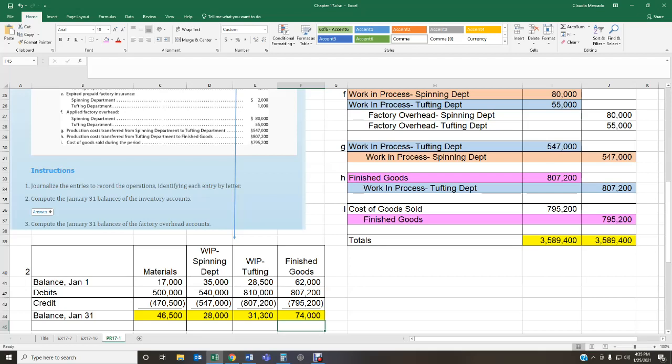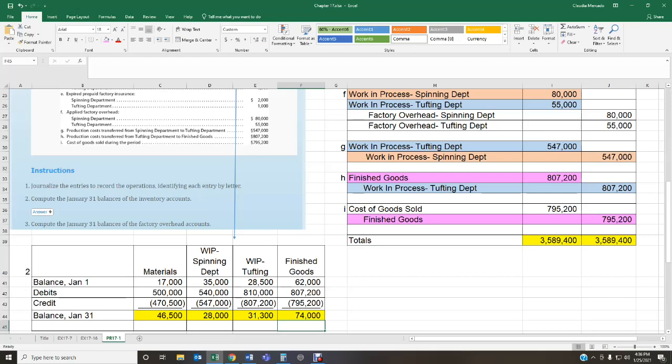Here you go. We've got materials, work in process spinning, work in process tufting, and our finished goods ending balances for each. Okay? So this lets you know what? We only have 46,500 of materials available. Maybe we need to order some more. Or this is what we have in our work in process spinning, 28,000 that's still sitting there that needs to be completed. We've got 31,300 sitting in our tufting department that needs to be completed. And we've got finished goods that we can actually sell to our customers of $74,000. Okay? That is requirement number 2.